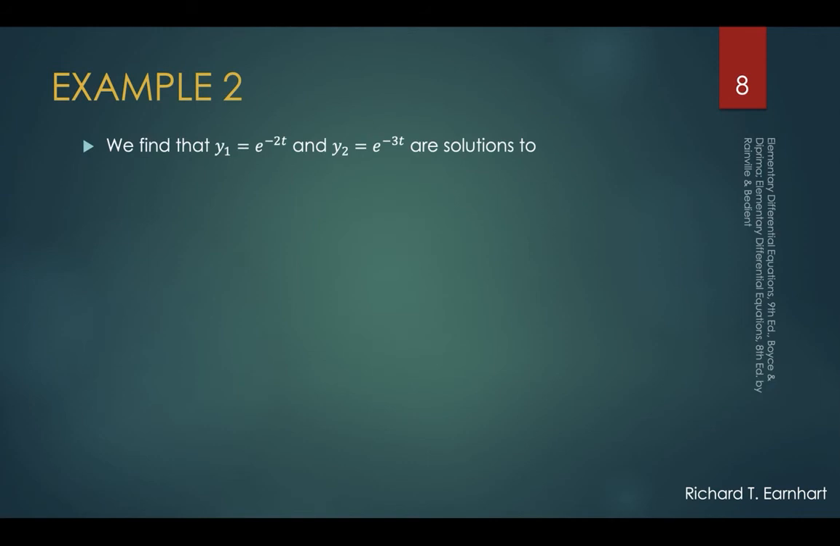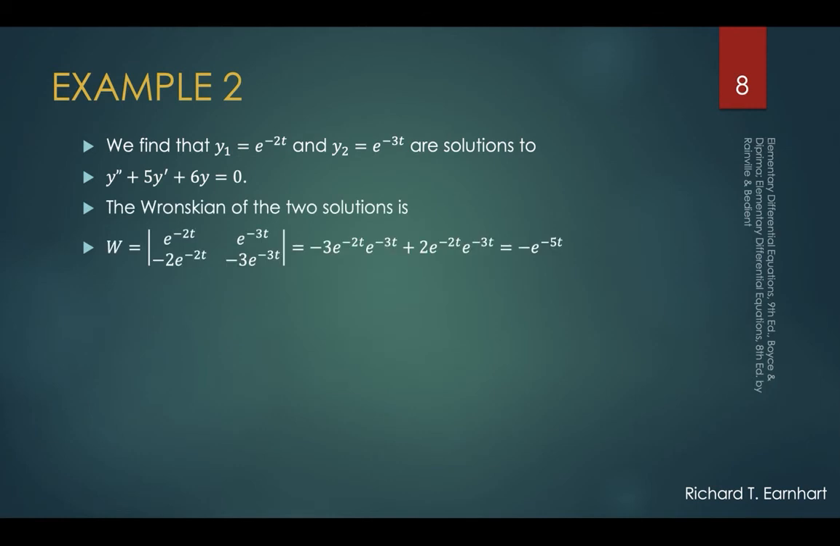Let's have an illustration. We find that y1 equals e to the negative 2t and y2 equals e to the negative 3t are solutions to this second order linear differential equation with constant coefficients. So the auxiliary equation here has roots negative 2 and negative 3, and that gives you the solutions e to the negative 2t and e to the negative 3t. So let's get the Wronskian determinant.